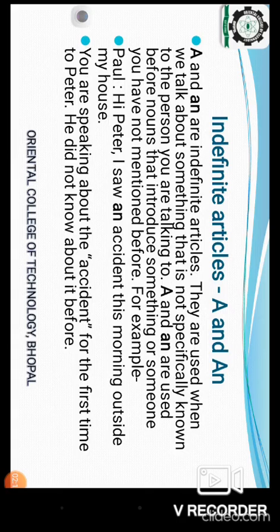Indefinite articles a and an. A and an are indefinite articles. They are used when we talk about something that is not specifically known to the person you are talking to. A and an are used before nouns that introduce something or someone you have not mentioned before. For example, Paul: "Hi Peter, I saw an accident this morning outside my house." You are speaking about the accident for the first time to Peter. He did not know about it before.